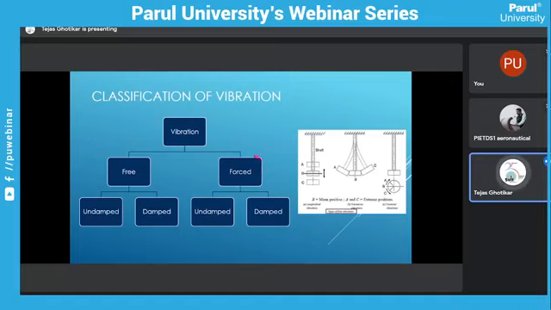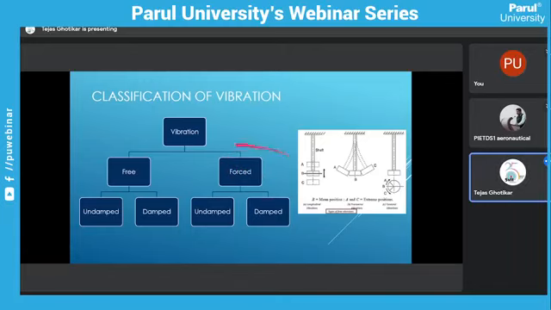And what is forced vibration? When we need to apply a continuous force, that is a forced vibration. In the case of, let's say again, a simple pendulum, at each cycle, if we apply one small force, then that's a forced vibration. That is not a free vibration. After each cycle, we are applying some force, so that's a forced vibration.